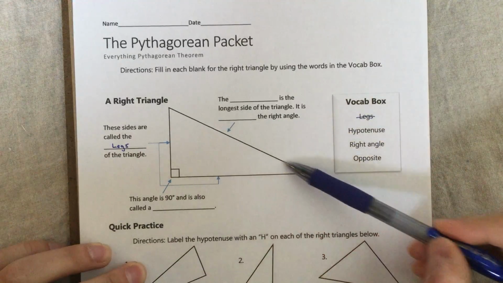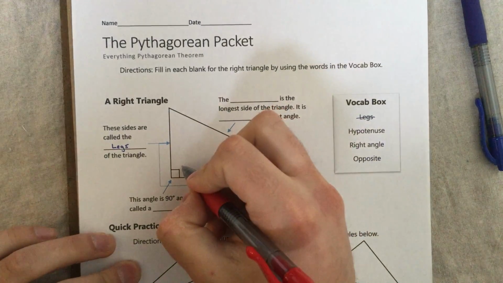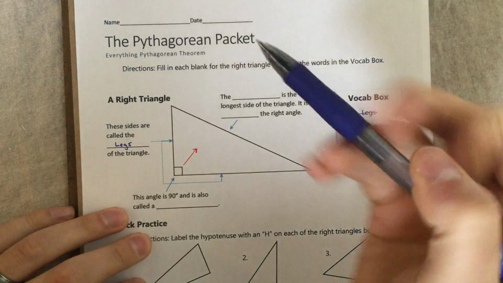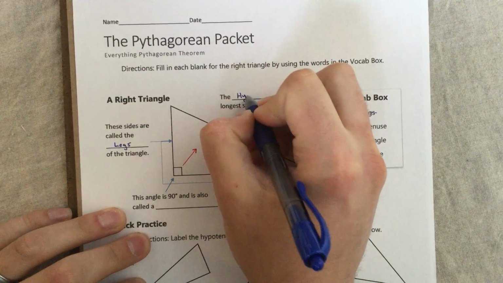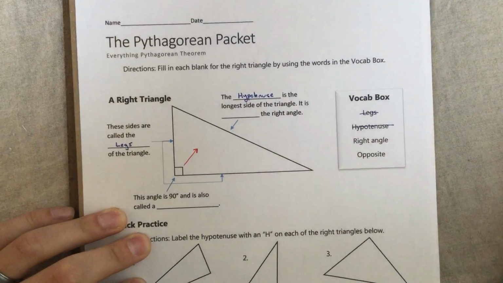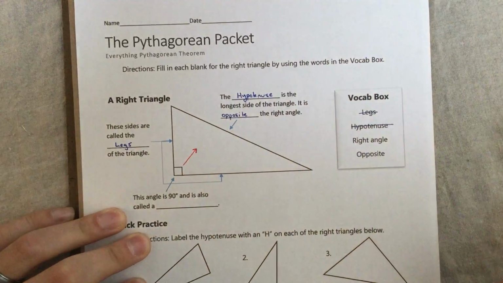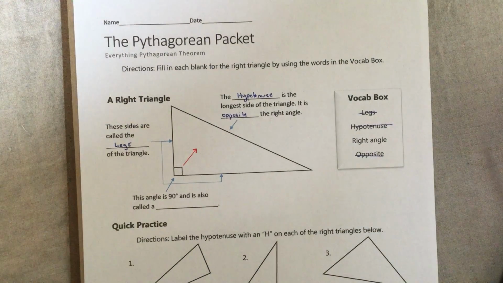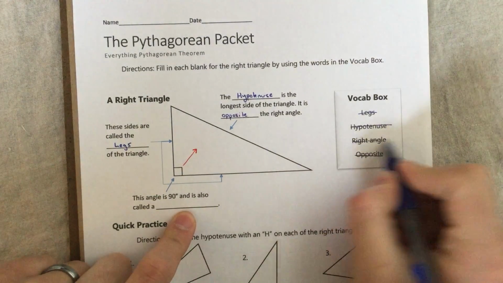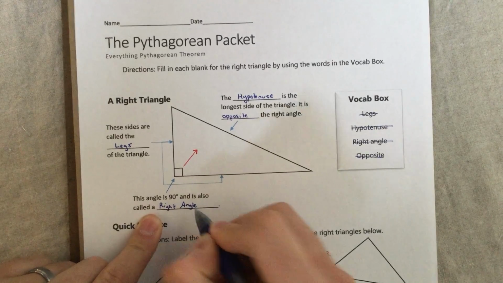The side length that's across from the right angle, right? So here's our right angle. And I've seen this in the past where students have written this little arrow here to show, hey, I need it to be across from the right angle. This one is called the hypotenuse. It is opposite the right angle. And this angle is the 90-degree angle, and it's also called the right angle. I went ahead there a little bit. Sorry about that.